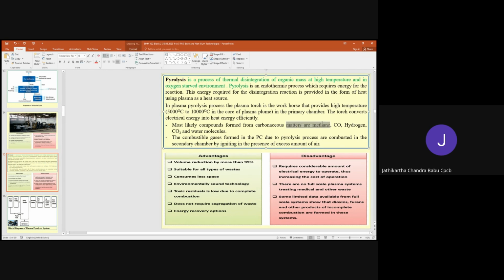We call it gases like methane, carbon monoxide, and hydrogen. And this hydrogen is going to act as the fuel. Therefore, in the secondary chamber, no fuel is required. That will be burnt automatically. The higher temperature is maintained as the waste is generated.